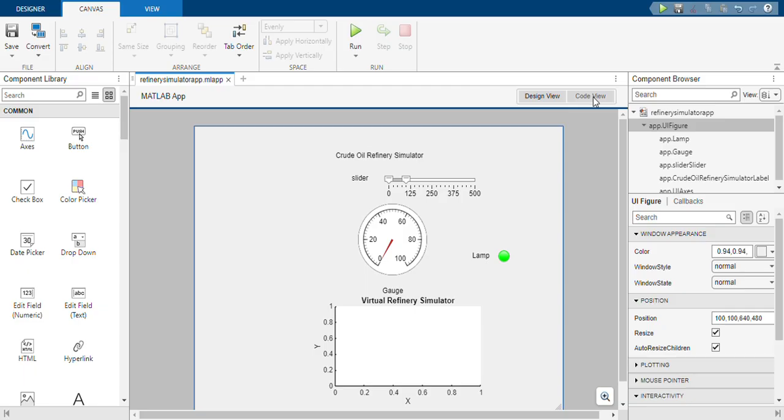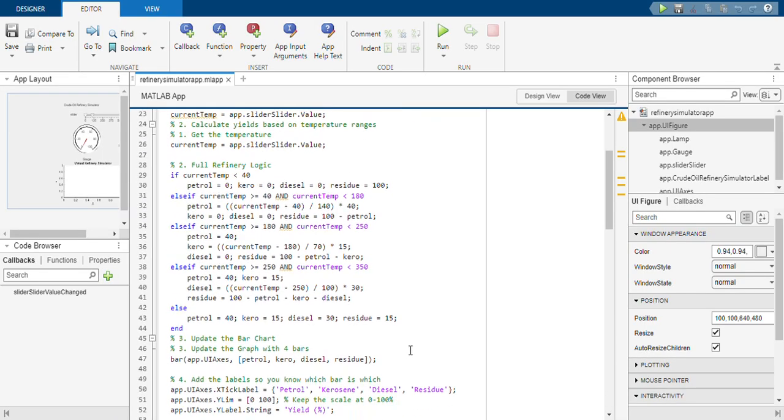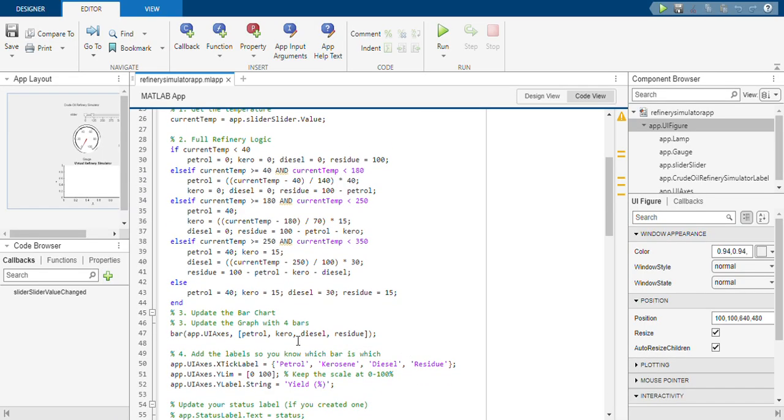Yes, and this is basically the code that we run to make the app. So we had the various assumptions or conditions. When the temperature is less than 40 degrees, the residue has a higher percentage, and if the temperature is greater than or equal to 40 degrees, we have petroleum, and then petroleum and the residue sharing this up.